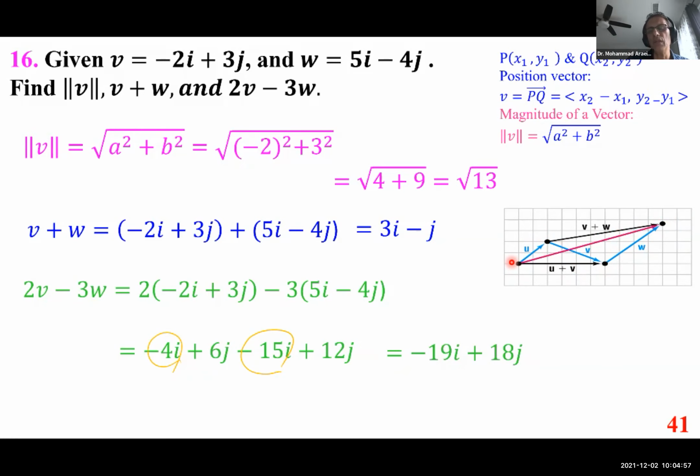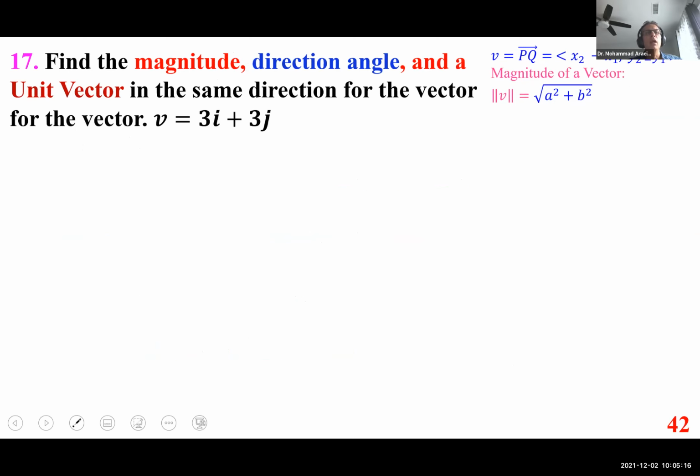You can do it with a triangle and do the math, or parallelogram. Either way is fine. There are different methodologies that you can use. We want to find the magnitude, direction angle, and a unit vector in the same direction for this vector.